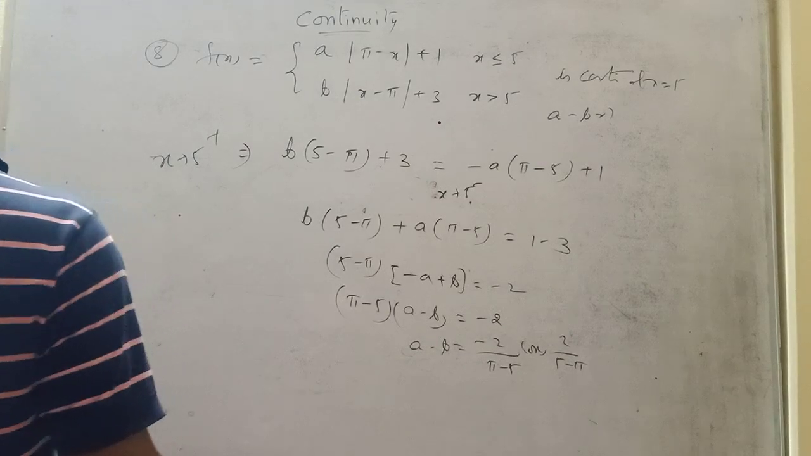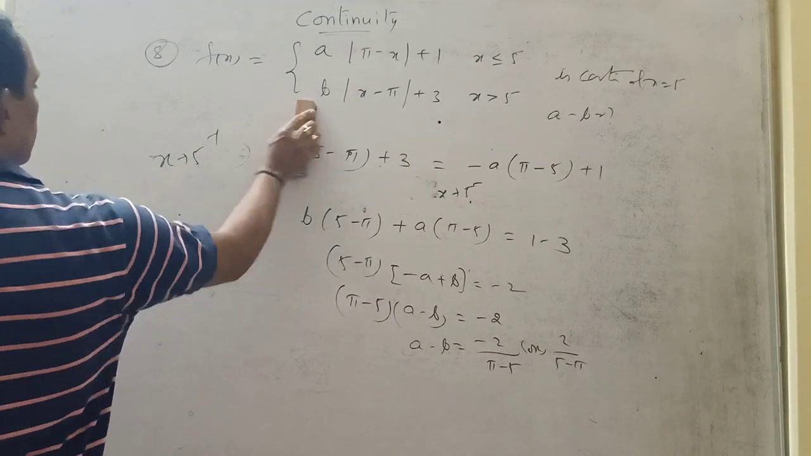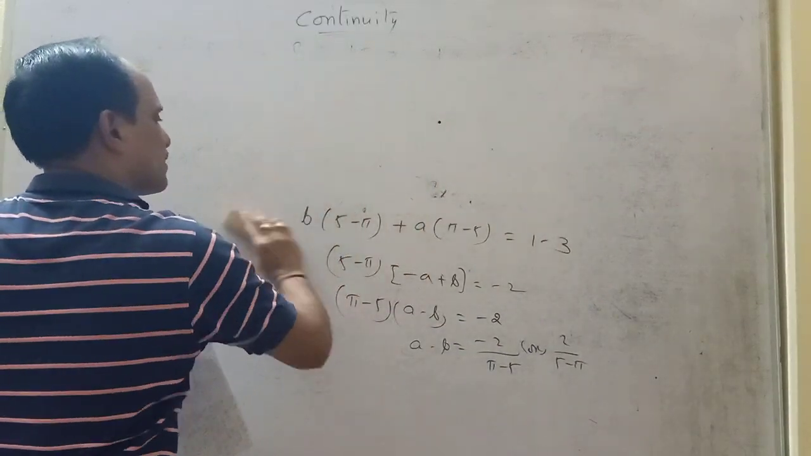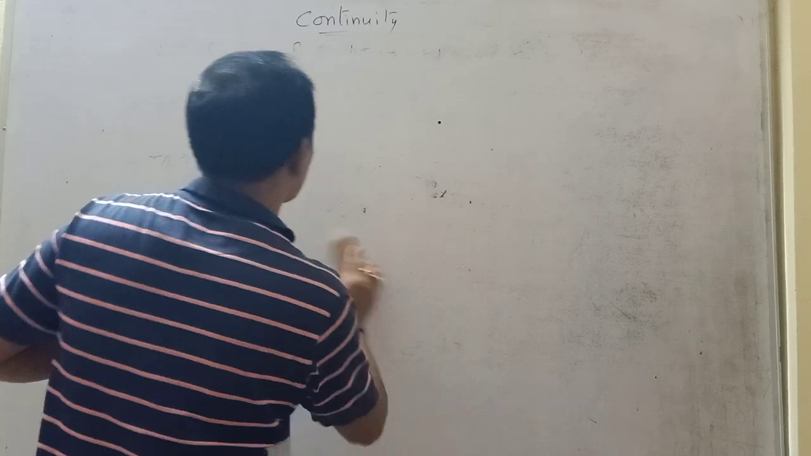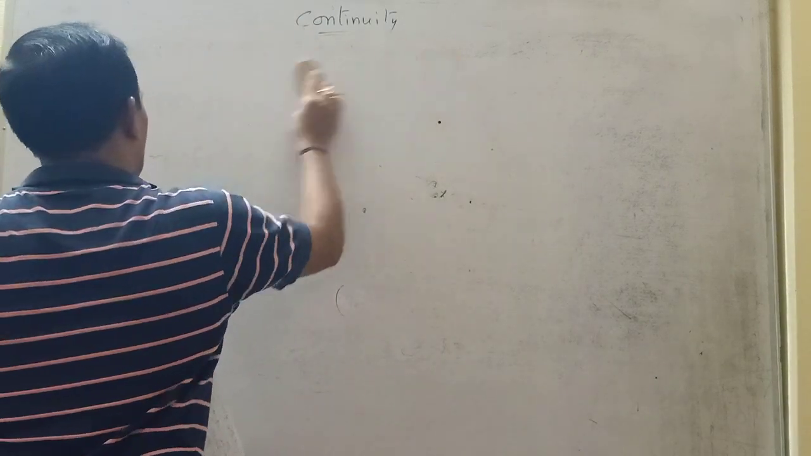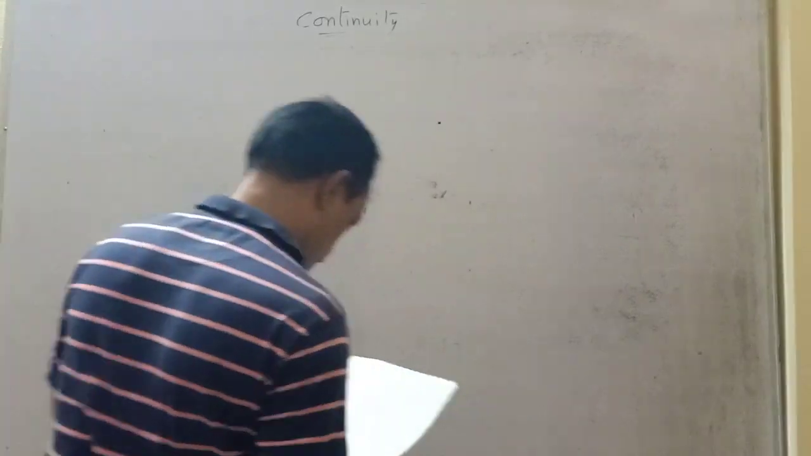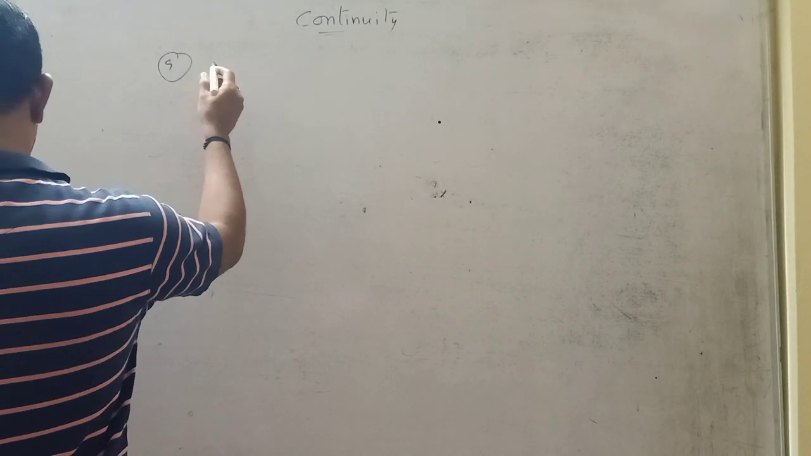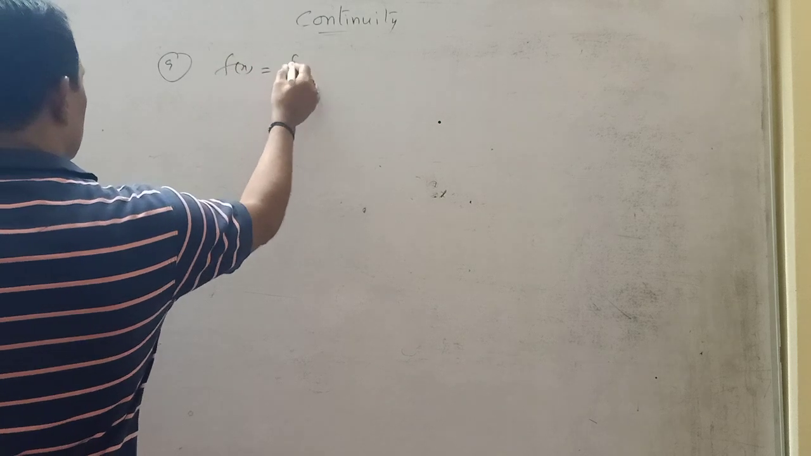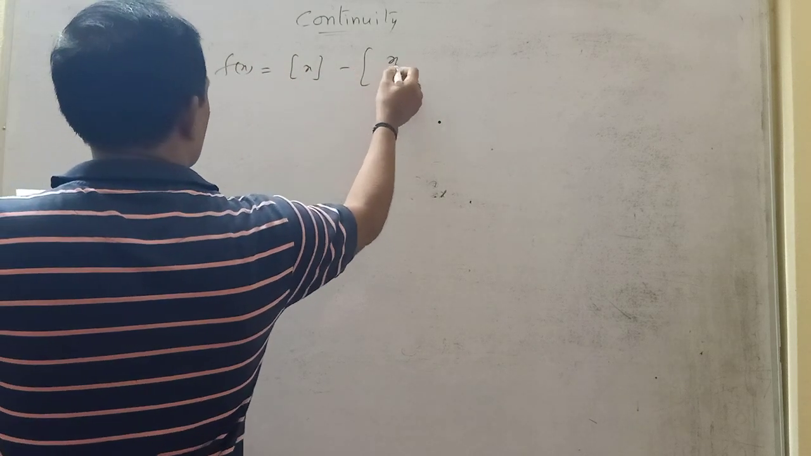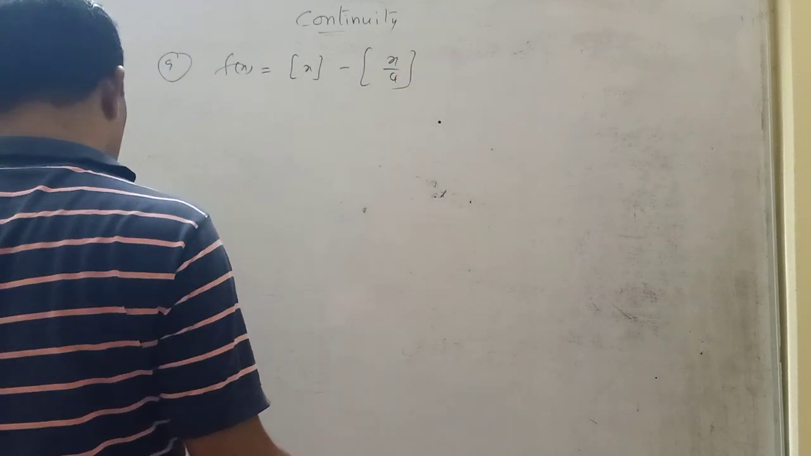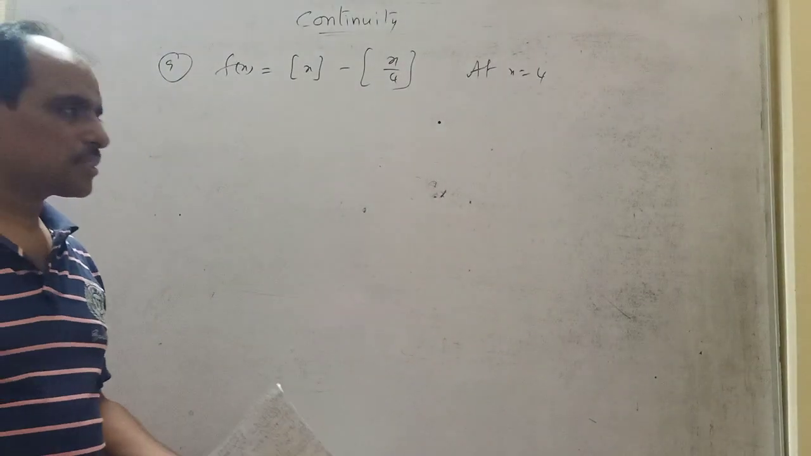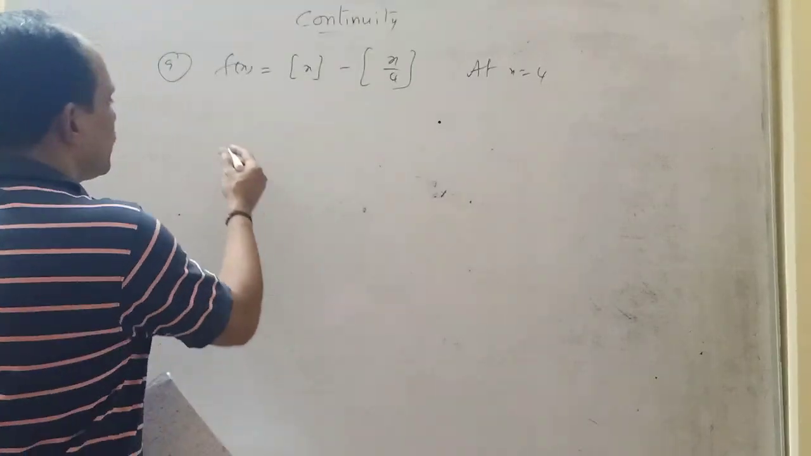Now I am going to explain one more of the best questions. It is the 8th or 9th question. f of x is equal to step x minus step of x by 4, at x is equal to 4. Is it continuous or discontinuous? It's a very simple question, I think.